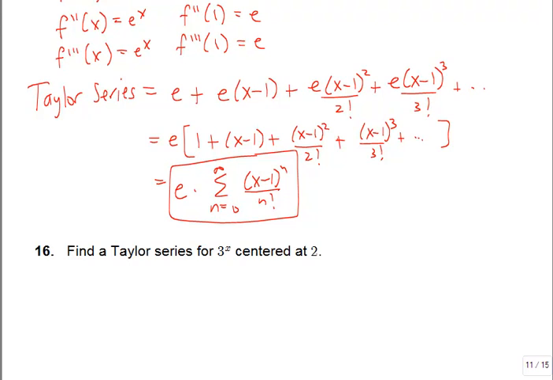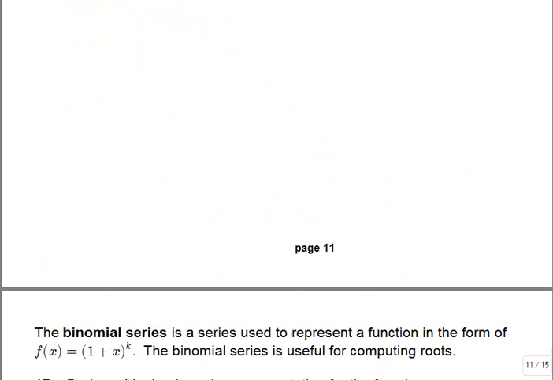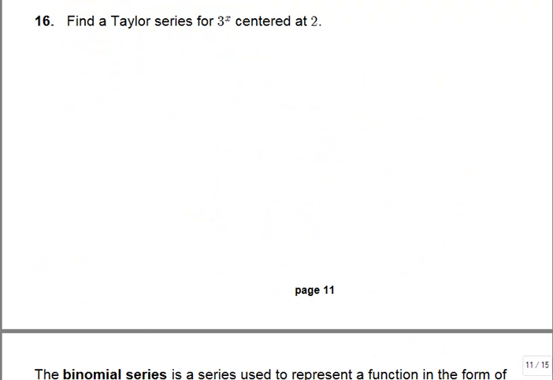Now let's find the Taylor series for 3 to the x centered at 2. So we're going to do the same exact process. You're going to start with your function, which is 3 to the x, and then you're going to start looking at its derivatives. So the derivative of 3 to the x is 3 to the x back again times the ln of 3, because we don't have a base of e here.